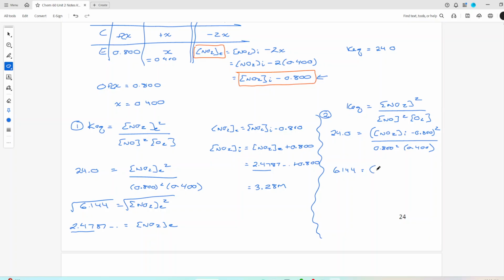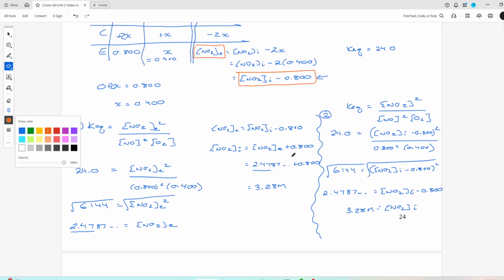But this time, this is equal to the concentration of NO2 initially minus 0.8 all squared. So now I'm going to take the square root of both sides. And I get that same 2.4787... But now that's equal to the concentration of NO2 initially minus 0.8. So now I'm simply going to add 0.8, and I end up with the concentration of NO2 initially still being 3.28 molar. So it's just, I don't know, again, personal preference.